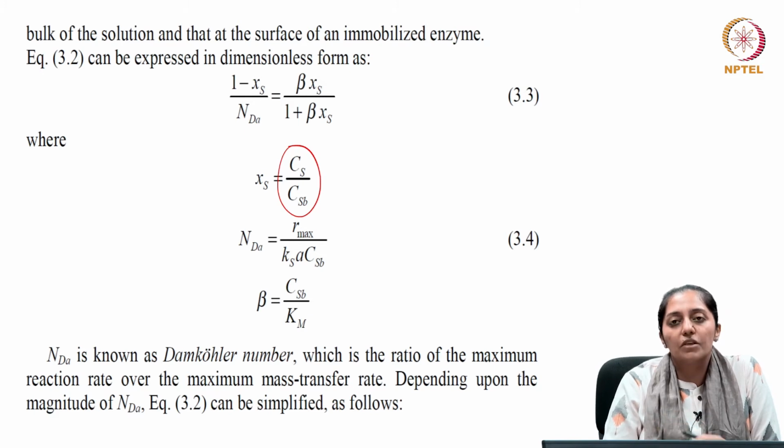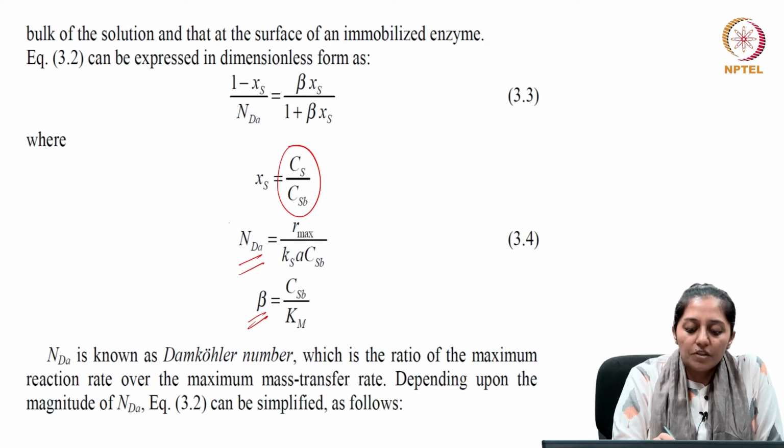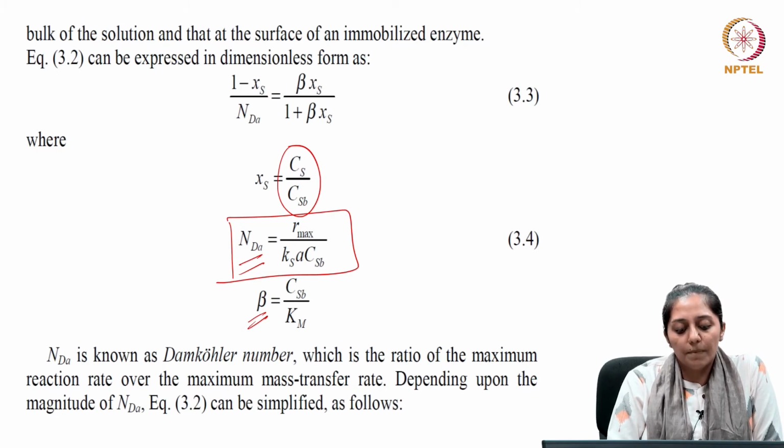and further break them into some dimensionless entities, which is called the Damkohler number, which stands for the maximum reaction rate to the maximum mass transfer rate, and beta, which is given as the bulk substrate concentration to the Michaelis-Menten constant. So, this dimensionless number, which is called the Damkohler number, defines the ratio of the maximum reaction rate over the maximum mass transfer rate. So, depending on the value of the Damkohler number, one can make out whether the system will be mass transfer limited or whether the system will be reaction rate limited.